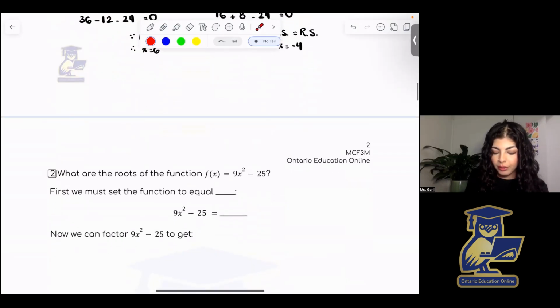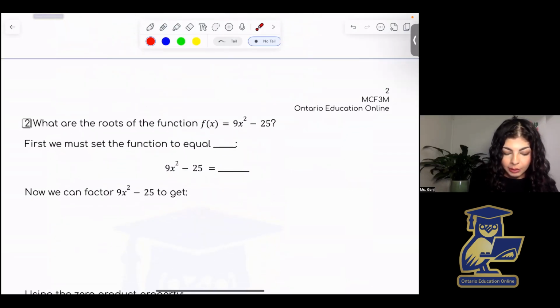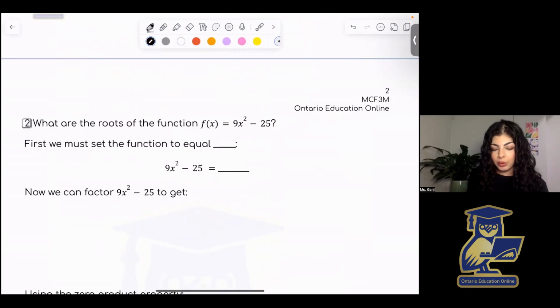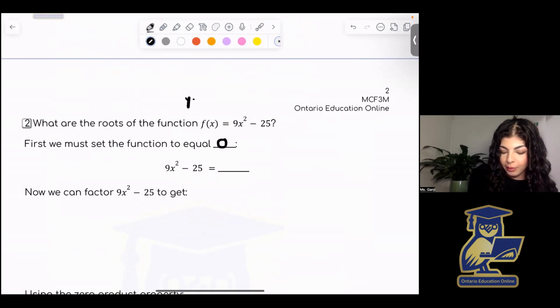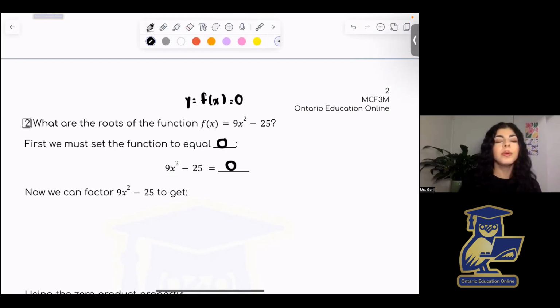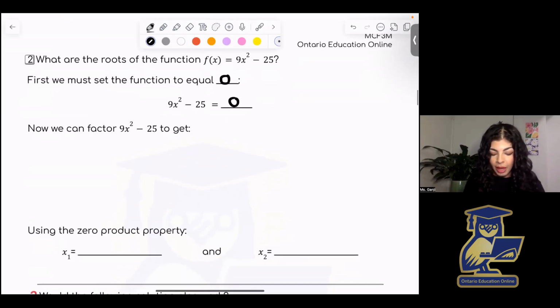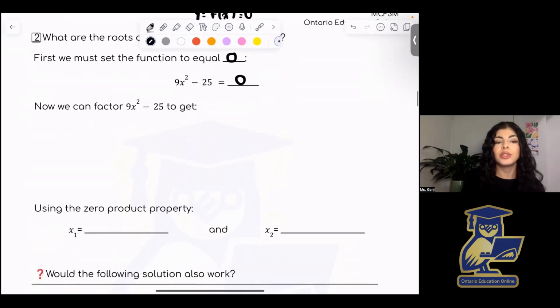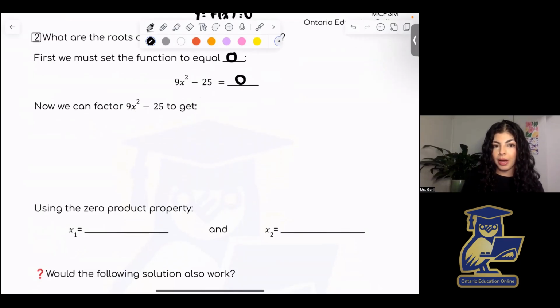Now, what are the roots of this function? f of x equals 9x squared minus 25. Here, we're going to set the function equal to 0 again, because that's essentially how to find the x-intercept. The x-intercept is when y is equal to 0, or in other words, when y, which is equal to f of x, or our output, is equal to 0. So we set 9x squared minus 25 equal to 0. Now we're going to factor here. I'll let you try this on your own first, and then I'll show you how I did it.